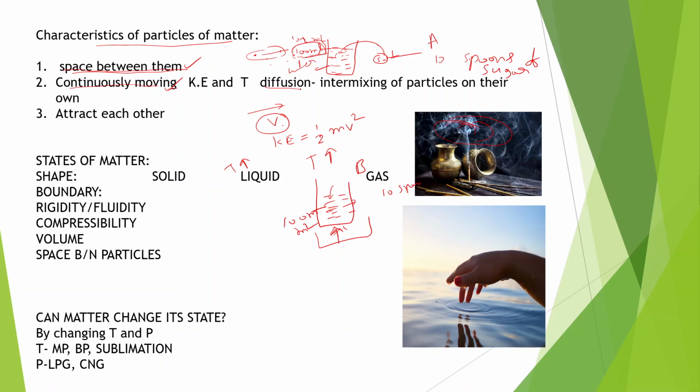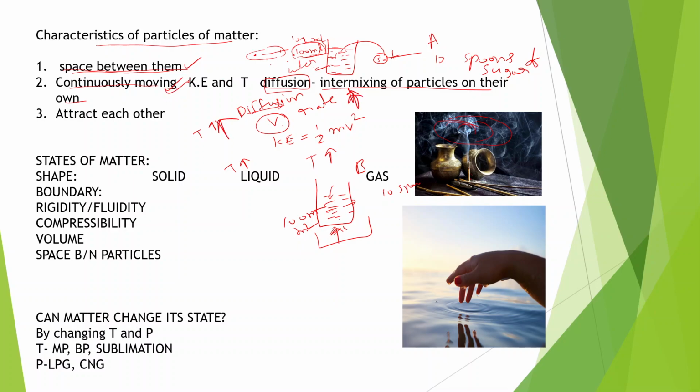That process is called diffusion. That means intermixing of particles on their own is nothing but diffusion. If temperature increases, what happens to diffusion? We can say from this example that if temperature increases, diffusion rate increases.